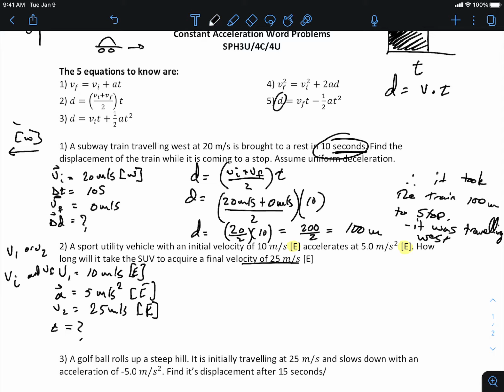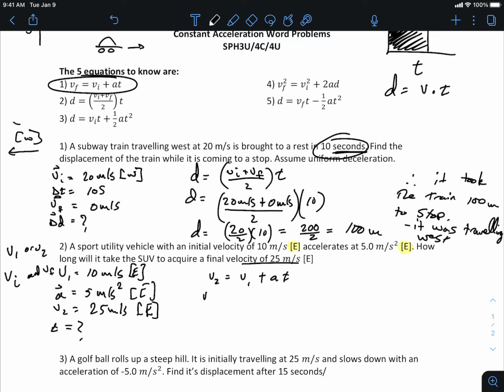Oh, it's got distance again. Don't want that one. What about this one? Well, it looks like that one's checking off all the stuff that I have and what I'm looking for. Right? So V final, or V2, is equal to V1 plus A times T. It looks like it checks everything off, and I'll be able to solve for T there.